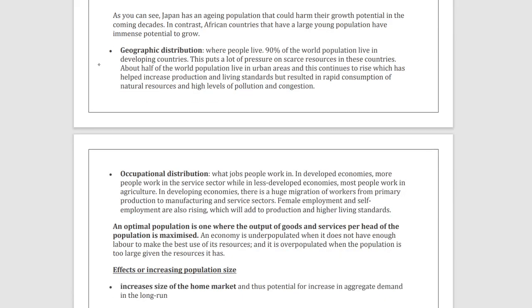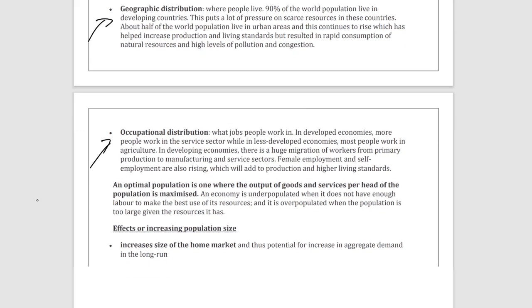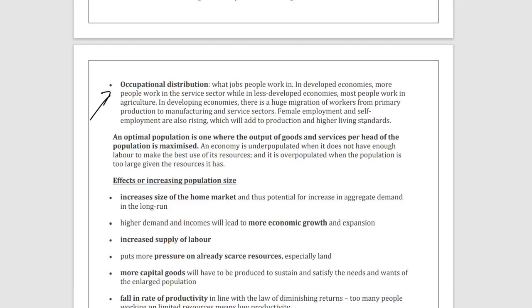Then we have the geographic distribution. When we're talking about geographic distribution, we're talking about where most of the people live. Hence, populated places have a pressure of scarce resources, so you have to take all of that into consideration. We have the occupational distribution, coming from its name, meaning the people who are working at a particular place. For example, in less developed countries, they will focus more on agriculture, hence maybe the population can be more dense on the agricultural side, so you need to have a look at all of that.